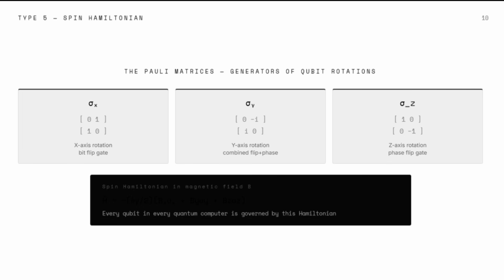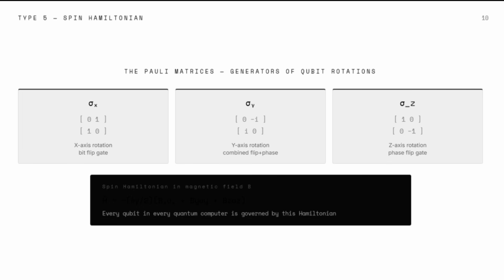For two coupled qubits, the Heisenberg exchange interaction looks like H hat interaction equals J times the sum of sigma x tensor sigma x plus sigma y tensor sigma y plus sigma z tensor sigma z. J is the coupling strength. The tensor product is the mathematical way of combining two separate Hilbert spaces into one joint system. Control J and you control how strongly the qubits talk to each other. It's the physical mechanism behind every two-qubit gate, and it's exactly how entanglement is generated in real hardware.